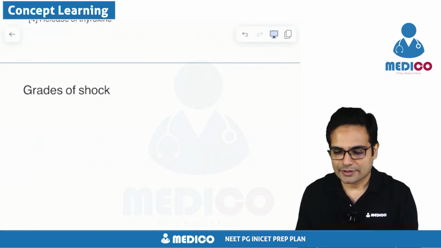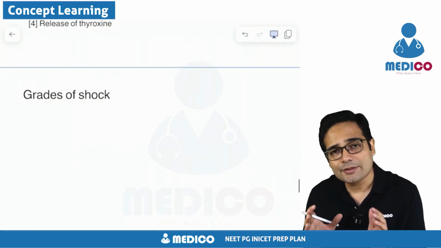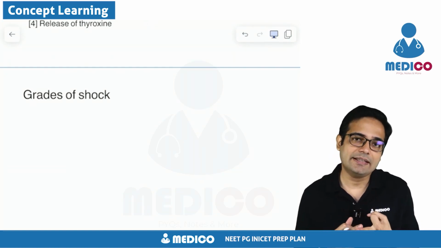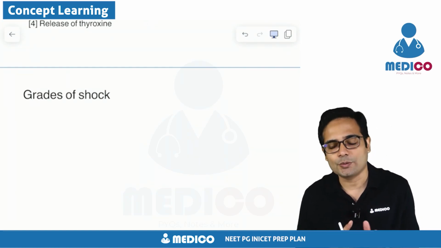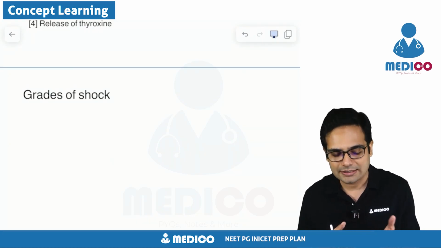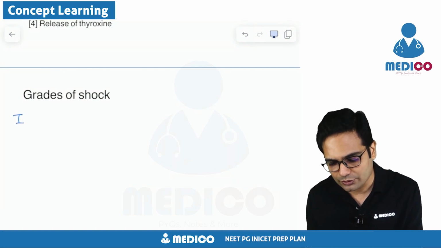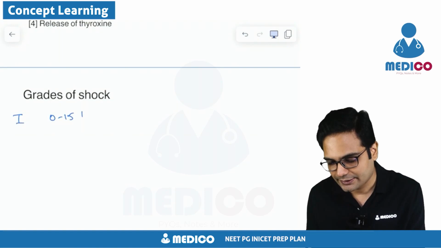So moving on, let us look at the grades of shock. Now it is very easy to remember the grades of shock. So there are 4 grades: grade 1, grade 2, grade 3 and grade 4. If you've ever seen a tennis match, you'll have no problem in remembering the grades of shock. So grade 1, it's just like a tennis score. Initially your score is 15 love. So grade 1 is 0 to 15%.